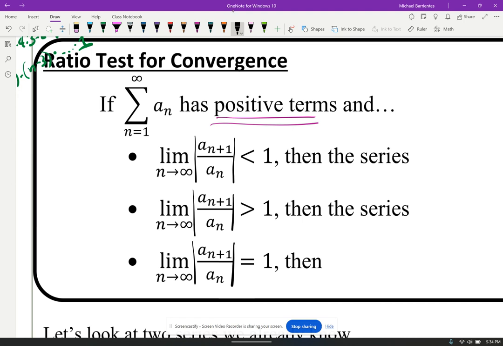If I take that limit and I get an answer that's less than 1, then I know that the series converges. If I take that limit and I get an answer that's greater than 1, then the series diverges. But if I get an answer to the limit that's equal to 1, then the test is inconclusive. So in this video, I want to do some examples where the test is inconclusive because it turns out the ratio test doesn't work with specific types of series. And it doesn't work because I can't conclude what's going on.